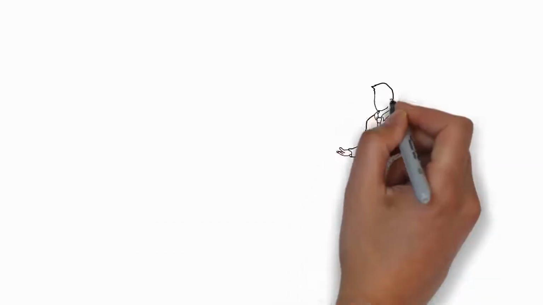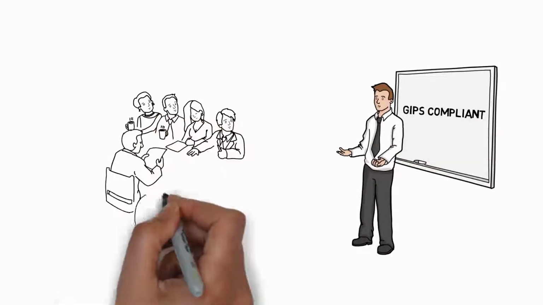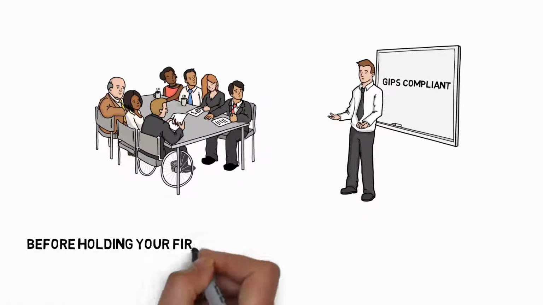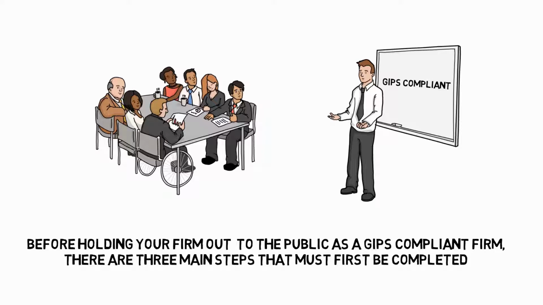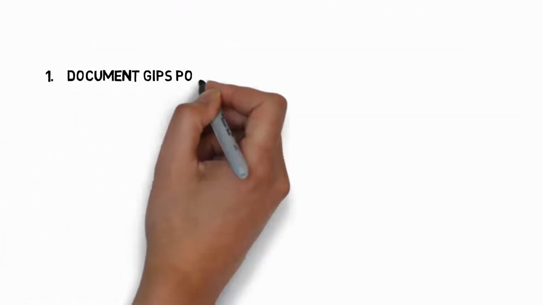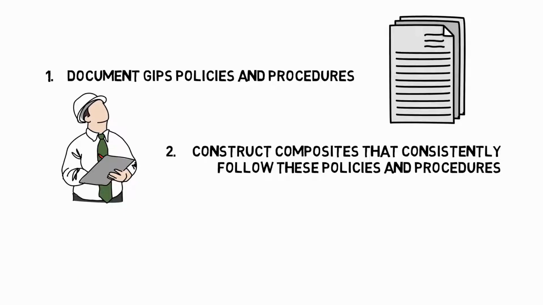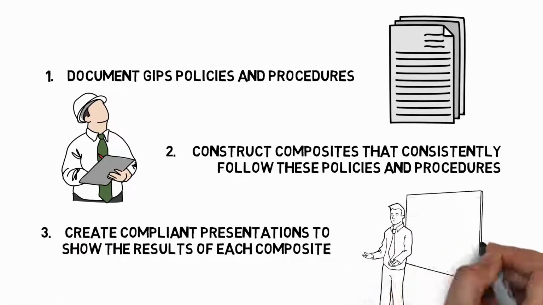The information provided here is intended to provide you with a high-level overview of the steps you must complete to become GIPS compliant. Before holding your firm out to the public as a GIPS compliant firm, there are three main steps that must first be completed. Firms must document GIPS policies and procedures, construct composites that consistently follow these policies and procedures, and create compliant presentations to show the results of each composite.